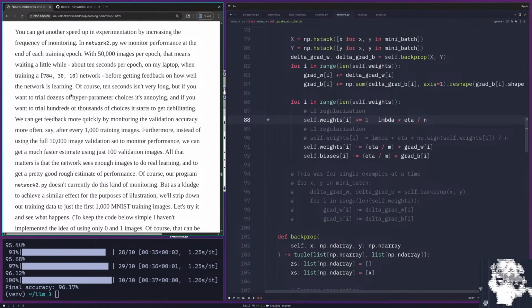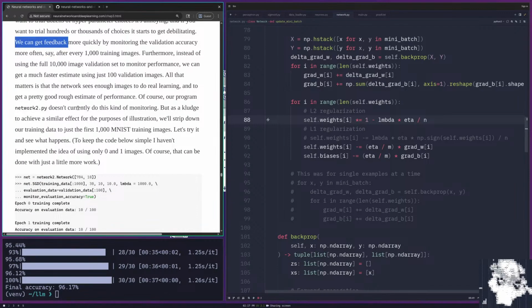You can get another speed up in experimentation by increasing the frequency of monitoring. In network.py, we monitor the performance at the end of each training epoch. With 50,000 images per epoch, that means waiting a little while, about 10 seconds per epoch on my laptop, when training a 784,30,10 network, before getting any feedback on how well the network is learning. Of course, 10 seconds isn't very long, but if you want to trial dozens of hyperparameter choices, it's annoying. And if you want to trial hundreds of thousands of choices, it starts getting debilitating. We can get feedback more quickly by monitoring the validation accuracy more often, say after every 1,000 training images.